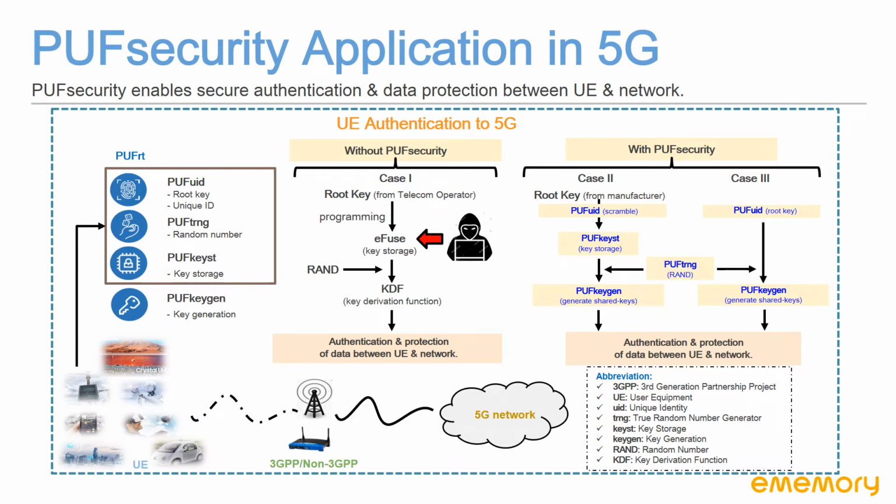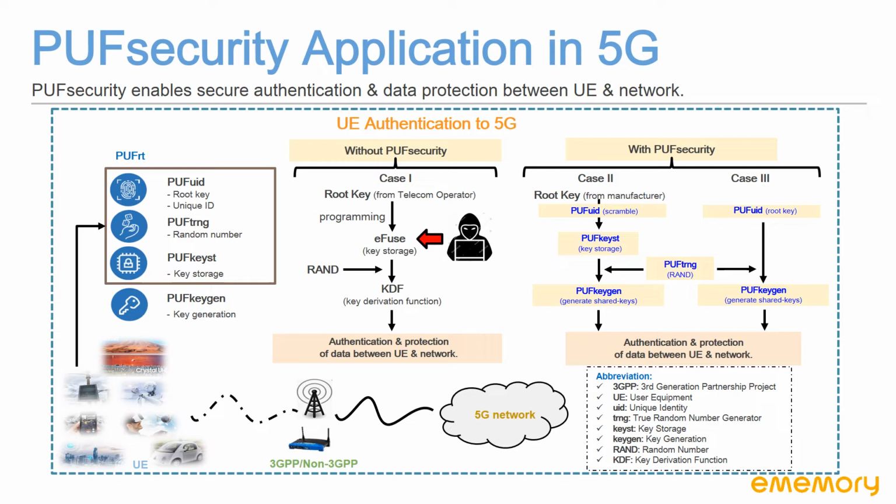For case 2, we can improve the security of case 1 by using PUF in the SIM card to scramble the unique ID injected by the operator to become a new ID, such that the attack surface on the operator is eliminated. In addition, the new ID can be stored in OTP. Here we call it PUF key storage, which is non-traceable, and the data will not be disclosed even after reverse engineering.